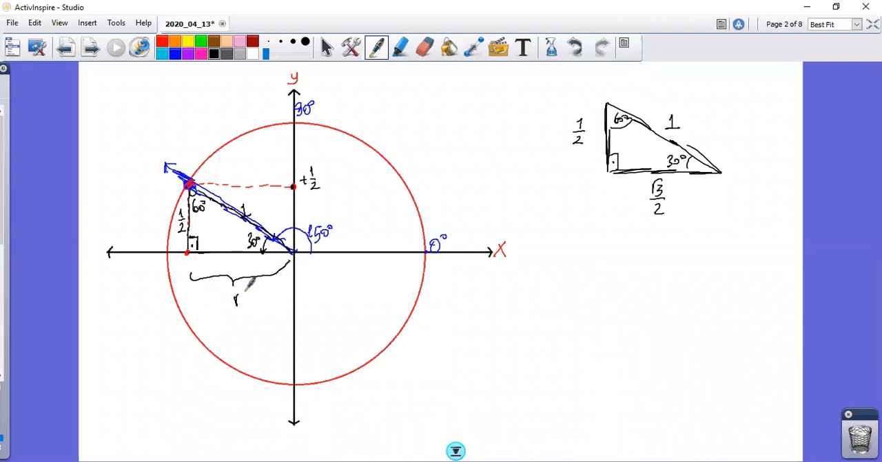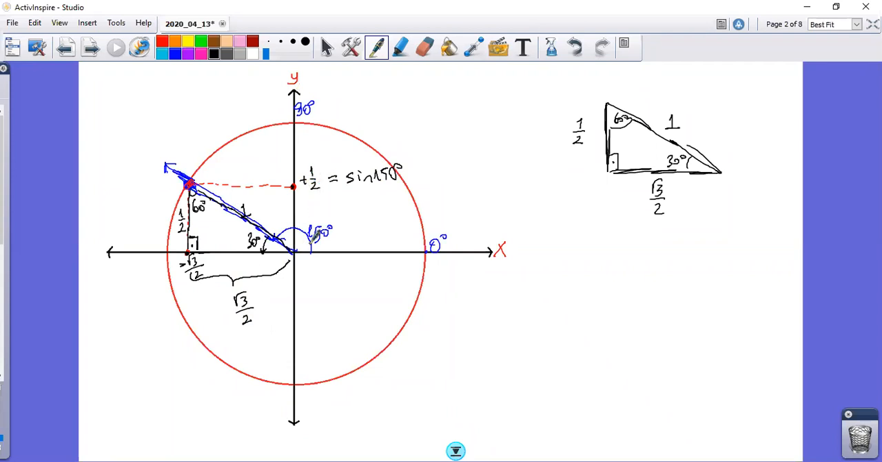root 3 over 2, because it is the side opposite to 60. But this point is on the left side of the y-axis. Negative, right? Yes, thank you very much. Negative root 3 over 2. So we can say that sine of 150 degrees is positive 1 over 2.